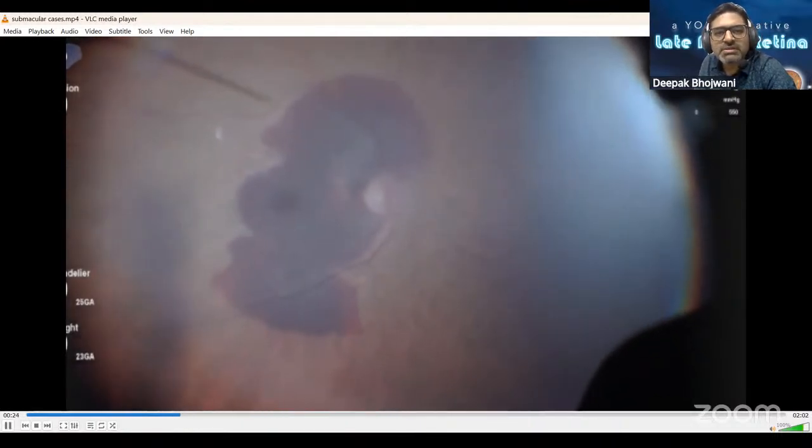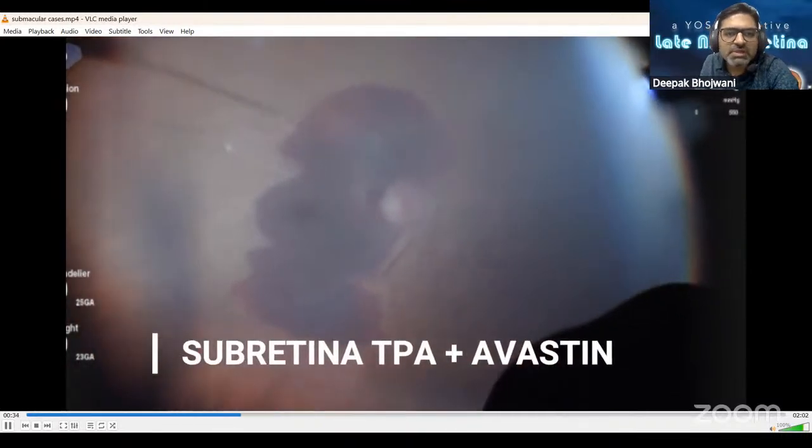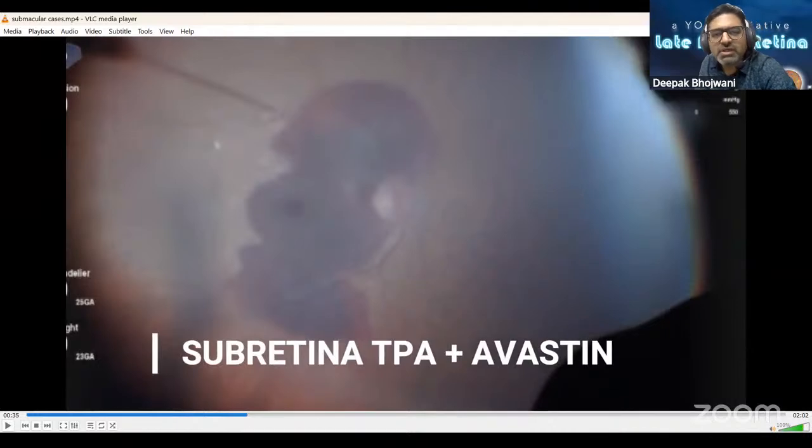So here is a subretinal cannula. This is a 39 gauge subretinal cannula. I'm first going to inject and make a dimple on the retinal surface. Once I see the cannula is working and the fluid is going, you can see the stream of it. I'll go down on the retinal surface, make a dimple and inject subretinal TPA first. The dose of TPA which I have used in this case is 25 microgram.